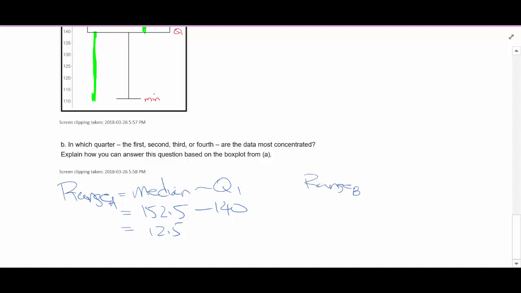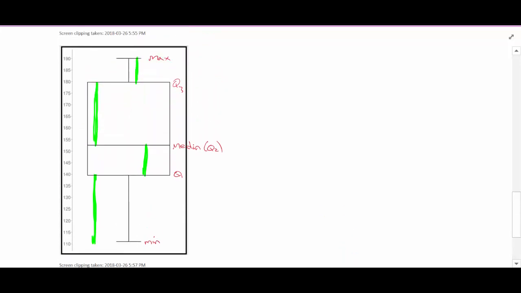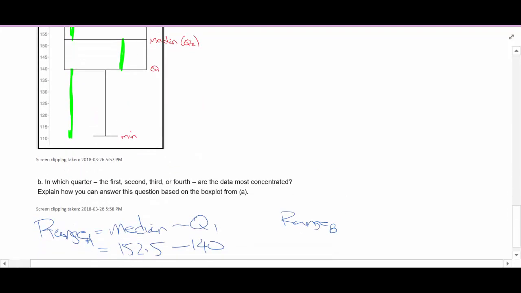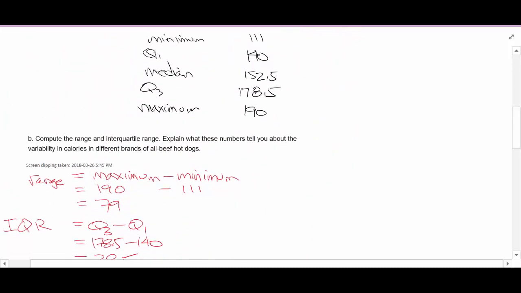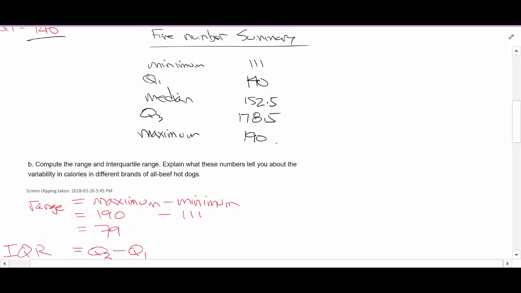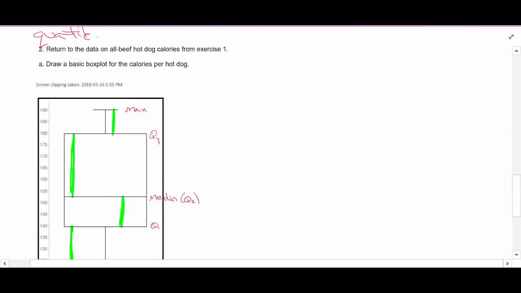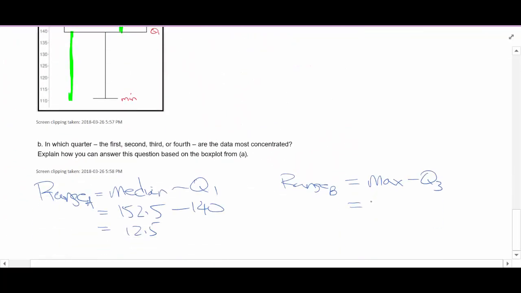Okay, let's look at the other range. Call it range B. That's going to be between the maximum value and Q3. Let's get the numbers. The maximum value is 190 and Q3 was 178.5. So 190 minus 178.5. That's 11.5. Okay, so this range is tighter.